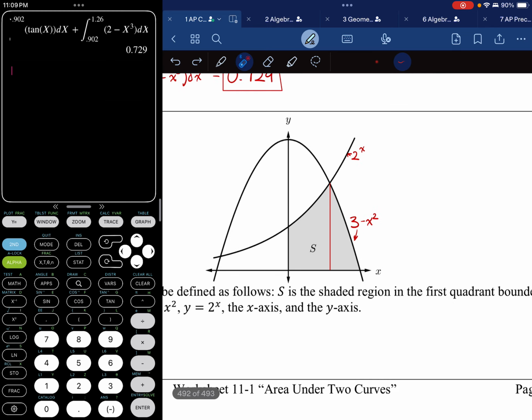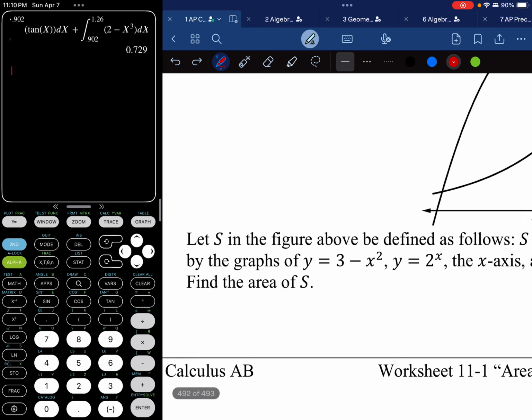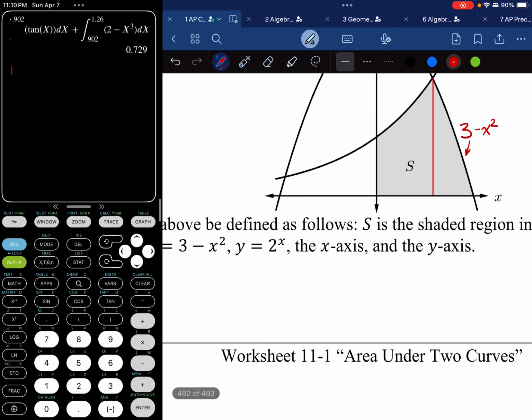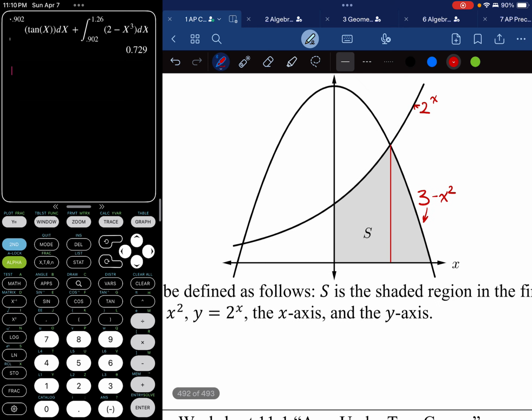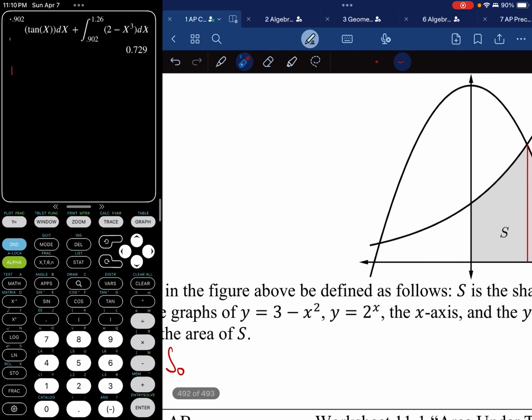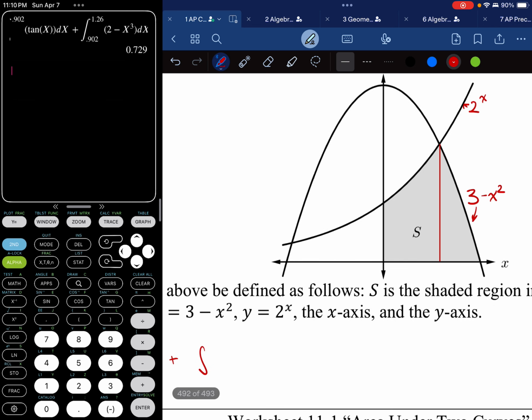I do have a calculator, so let's just go ahead and tell the calculator to find those values. And what do we got here? Set up what we have so far. S is going to be equal to the integral of the left, so it's going to be between 0 and a value that we don't know of the function. What's the function on the top? The function on the top right here for that area is 2 to the power of x. So we're going to put in 2 to the power of x dx, plus the integral from a value that we don't know to another value that we don't know of our next function, which is 3 minus x squared, that quantity dx.